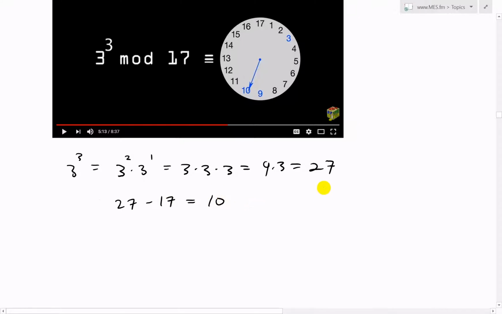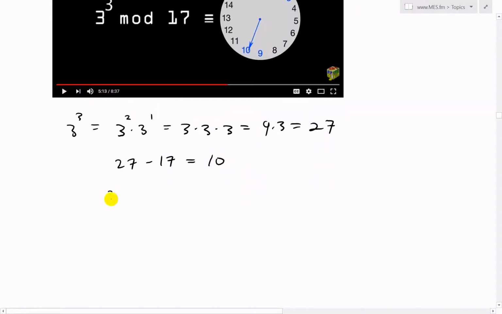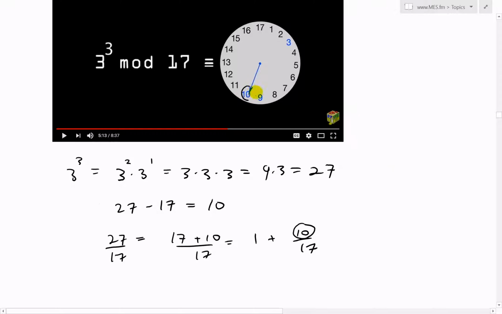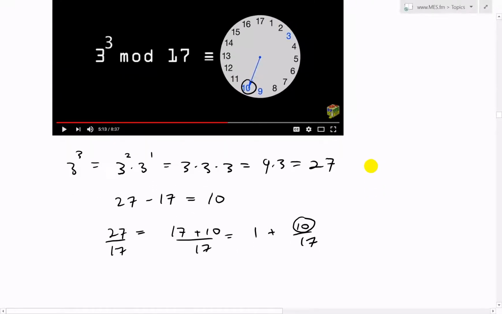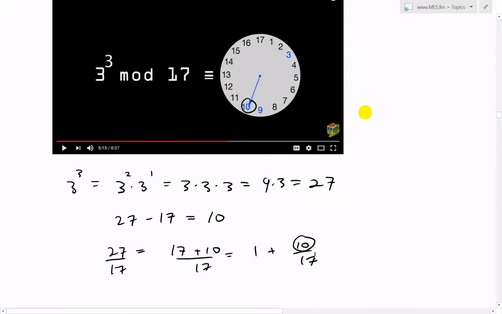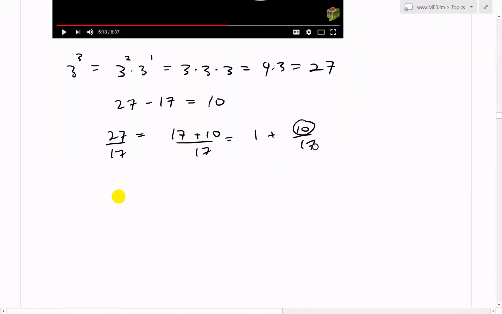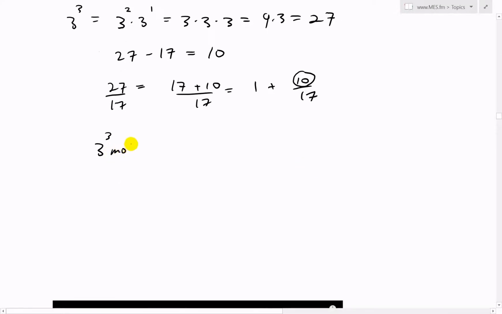So if we were to divide this out, 27 divided by 17, this is the same thing as writing 27 as 17 plus 10 over 17, which equals 1 plus 10 over 17. So that means this is the remainder here. The modulo function looks at the remainder, and this one is going to be equal to 10 like this. So that equals 10, or they call it congruent. So 3 to the 3, I don't know, my computer's a bit slow. So 3 to the 3 mod 17 equals 10, or they just use congruent.